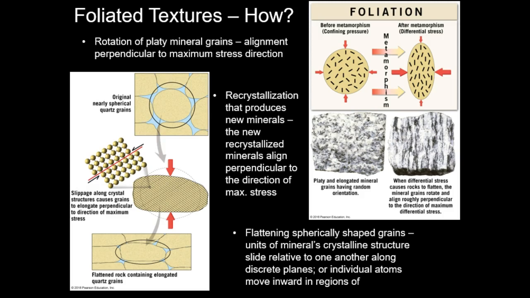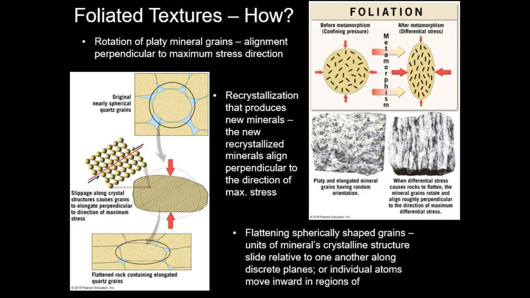Another mechanism of foliation is the flattening of spherical shaped grains. This mechanism can occur as distinct units of the mineral's crystalline structure slide relative to one another along discrete planes. So this ends up overall distorting the grains, as the figure above on the left is showing you right here. So there's going to be a shifting of positions by the breaking of existing chemical bonds and the formation of new chemical bonds.